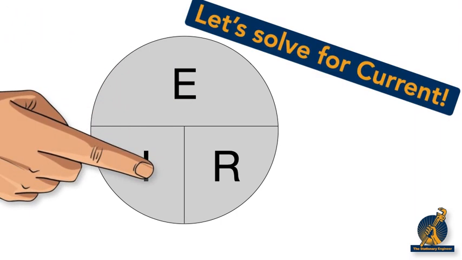Next up, let's solve for current. Again, we're going to cover up the I, which is current. We're left with two variables, E for voltage and R for resistance, and you can see one is on top of the other. So if we take our voltage and divide it by our resistance, we have the following simple formula: current in a circuit is equal to the voltage divided by the resistance.